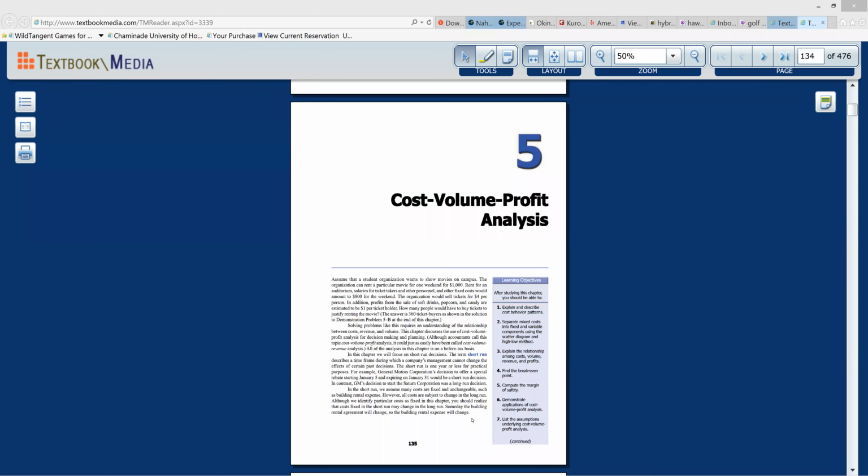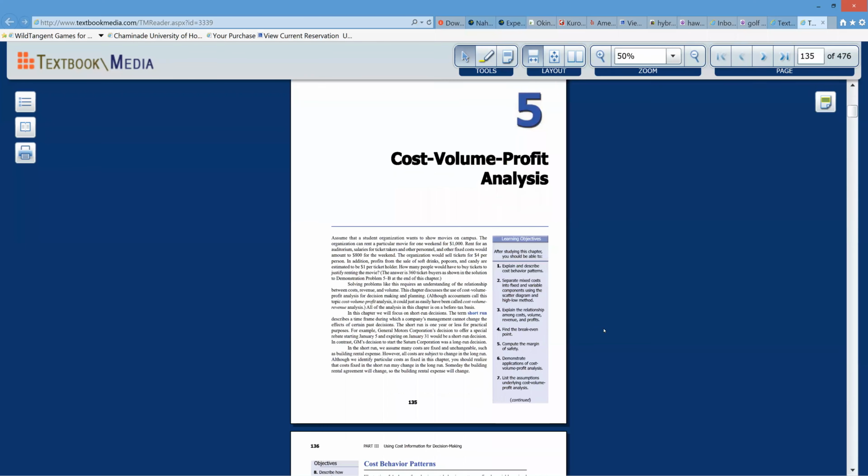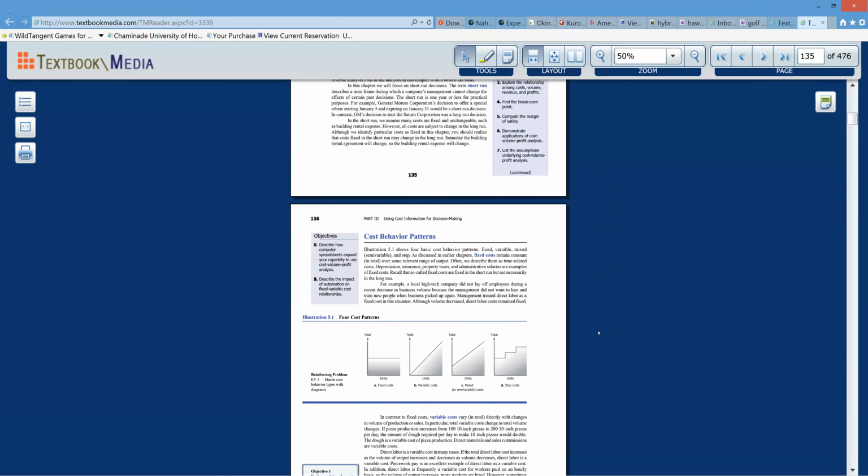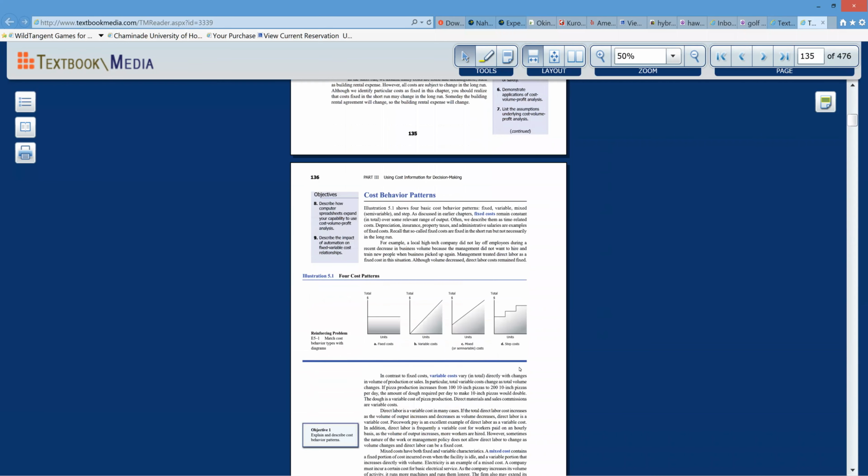Why do we want to know at what point our profit is exactly zero? Well, we know that we have to sell more than that in order to make a profit. So it's important for us to know what is that point where we break even. Before we get into the details of cost, volume, or break-even analysis, let's define a couple of terms.